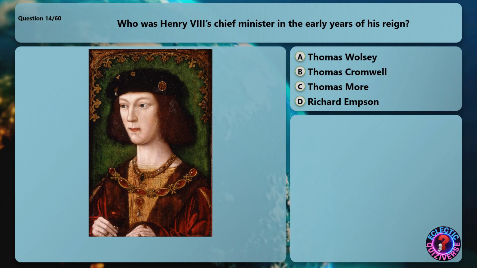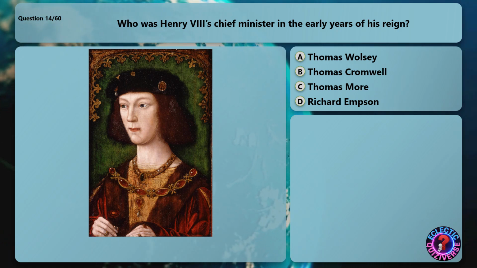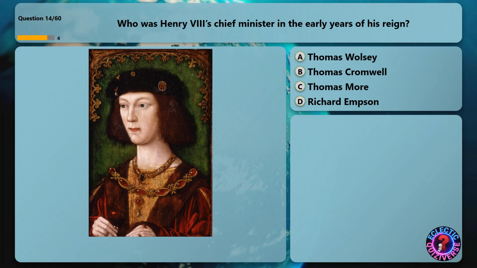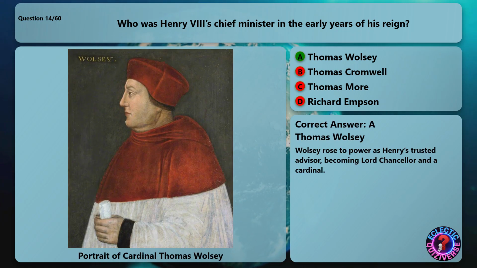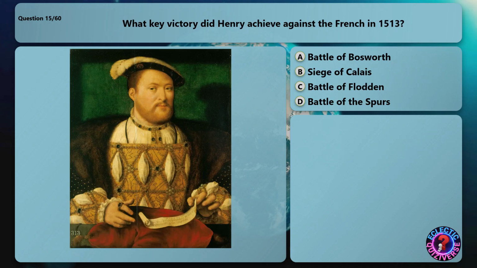Who was Henry VIII's chief minister in the early years of his reign? The correct answer is Thomas Wolsey. Wolsey rose to power as Henry's trusted advisor, becoming Lord Chancellor and a cardinal. What key victory did Henry achieve against the French in 1513?